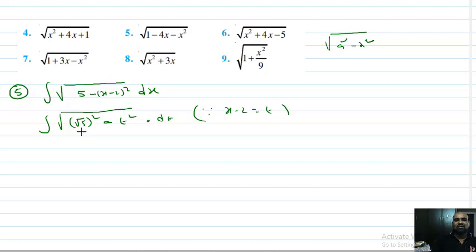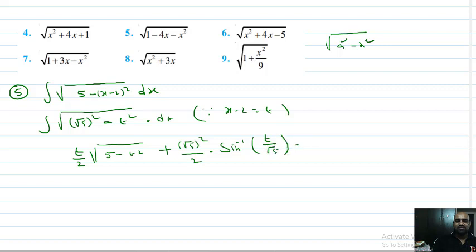The root over 1 minus x square, just like sin inverse, first form. Sin inverse of something you will get now. So, I will write the formula first. What is that? t by 2 into root over a square minus t square, just like I want to write 5 minus t square, plus a square by 2, a means root 5, into sin inverse of x by a. x means t here, t by a means root 5, plus c.